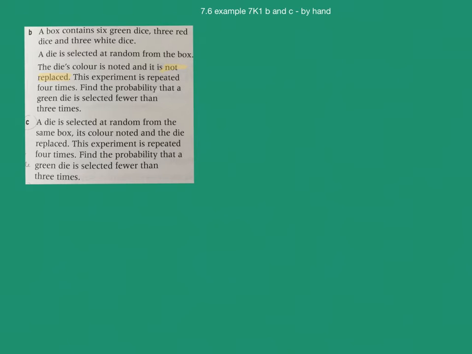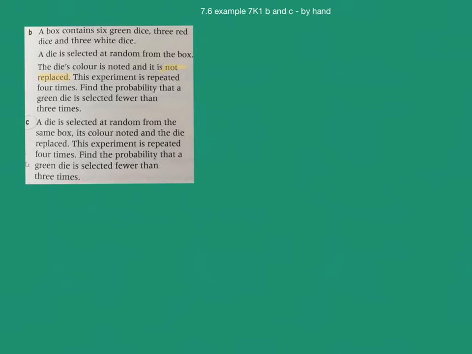So the first question we would have to ask is, can we use a binomial model for this problem? And in this case, we can't, because we don't have replacement of the dice. So when we pick out one die, and it's not replaced, the probability is going to change every time you pick something out from the box. So we don't have a constant probability here. So we cannot use the binomial model.